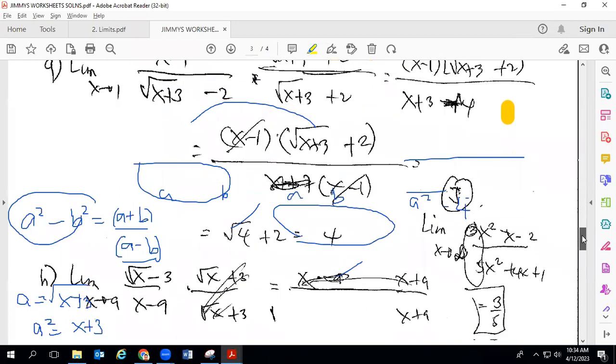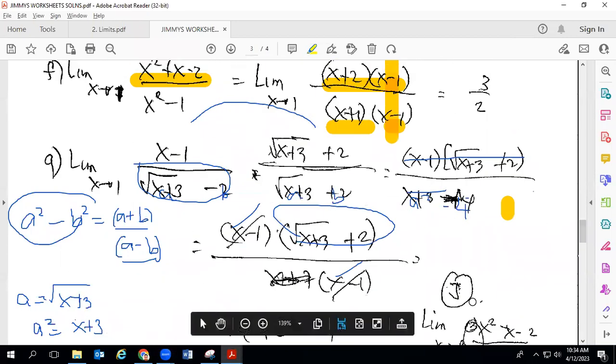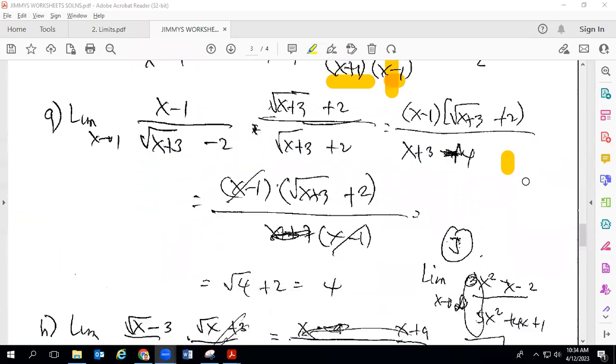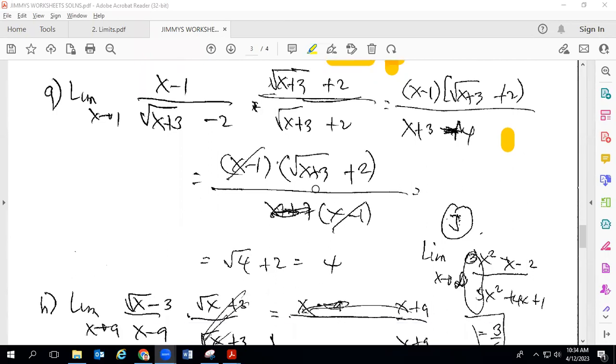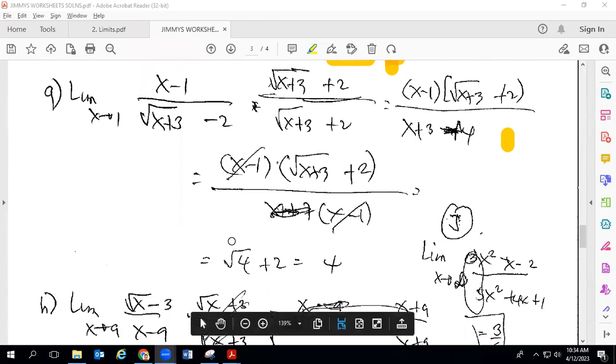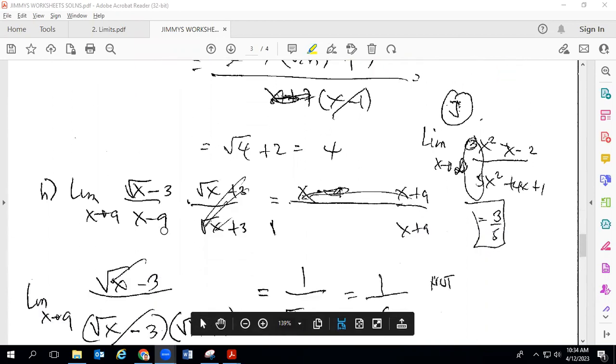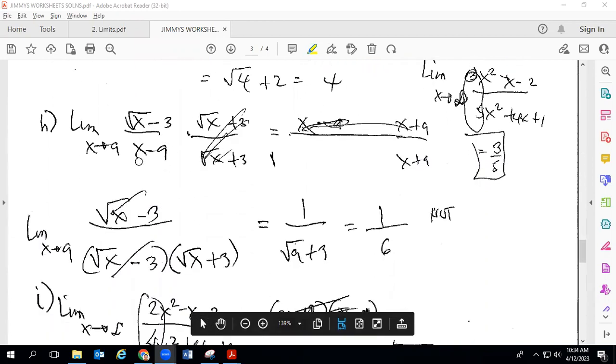So from that, you can get these values. Okay, how about this one?